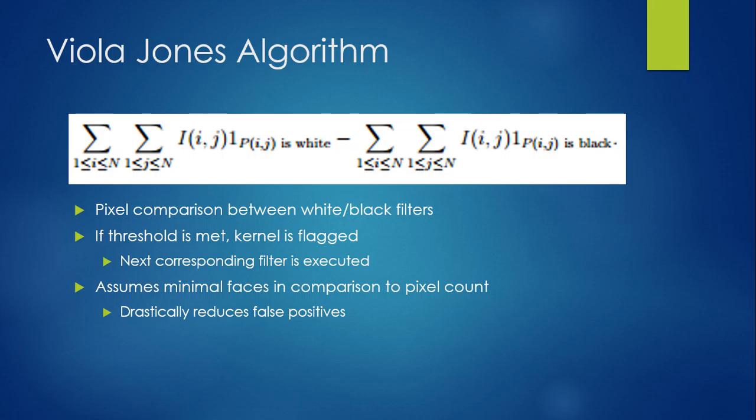This algorithm is extremely efficient because it also knows that, in comparison to the number of pixels within an image, the number of faces is going to be drastically smaller. So given a 100 by 100 pixel image, there may be a couple faces at most. So it drives the false positive rate way down in order to maximize the efficiency of the algorithm itself.